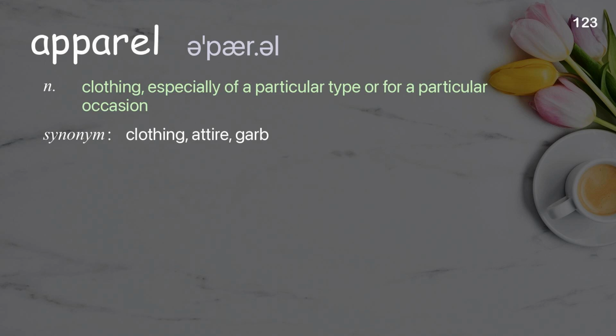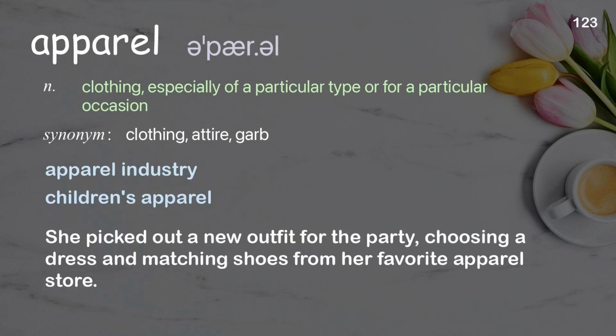Apparel. Clothing, especially of a particular type or for a particular occasion. Examples: Apparel industry. Children's apparel. She picked out a new outfit for the party, choosing a dress and matching shoes from her favorite apparel store.